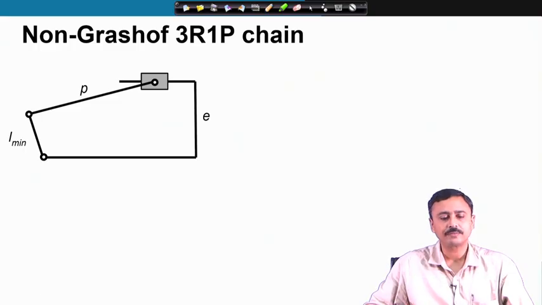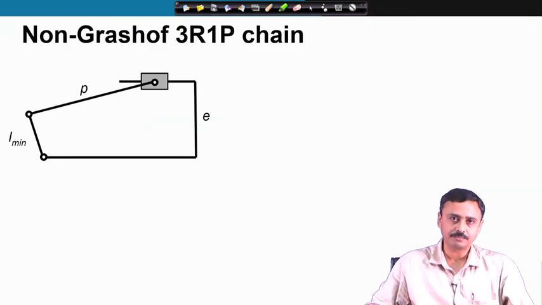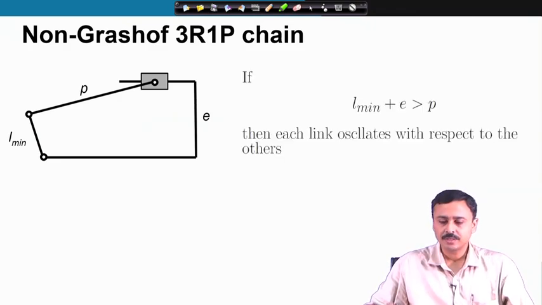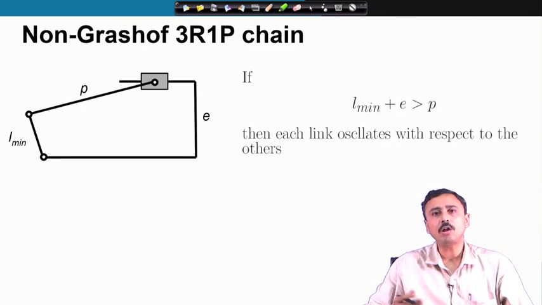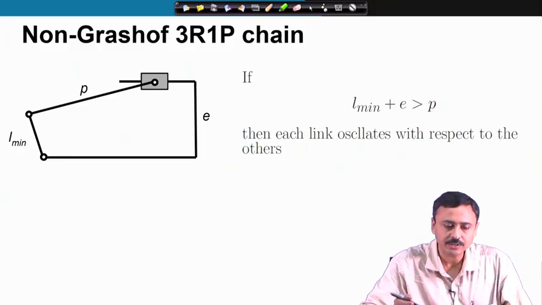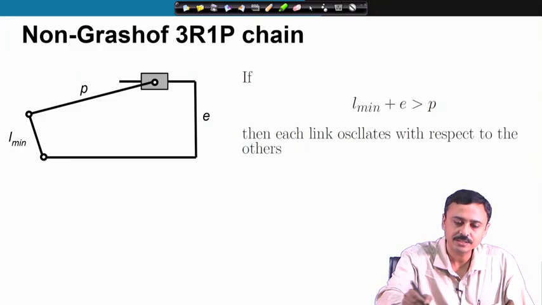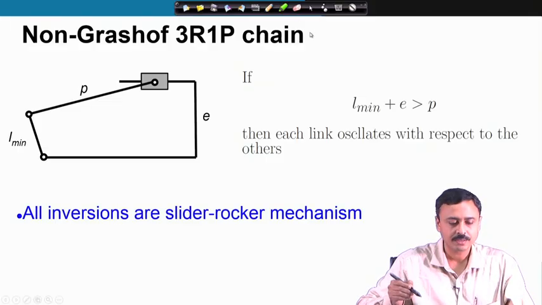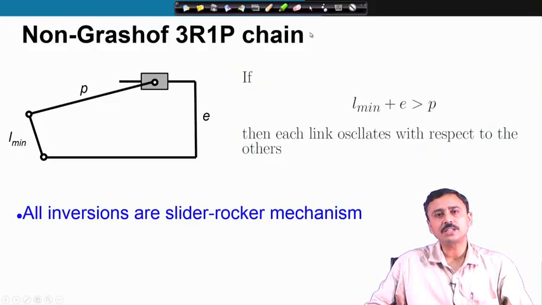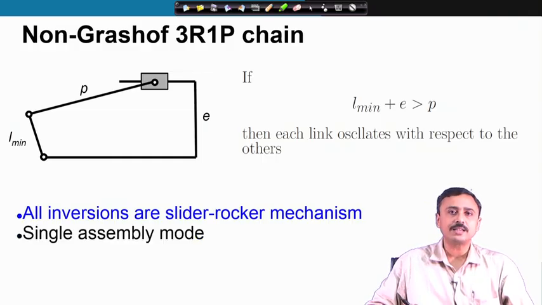Now, we have the non-Grashofian 3R1P chain, where L-min plus E is greater than P, the other link. In that case, all links can only rock or slide between limits. So, these are non-Grashof chains. All inversions are slider rocker mechanisms. There is a single assembly mode.